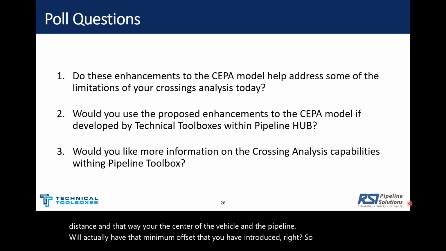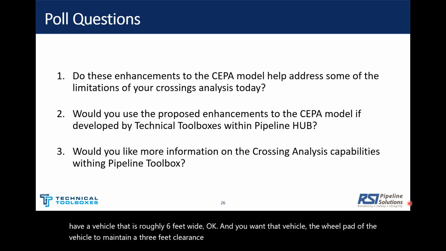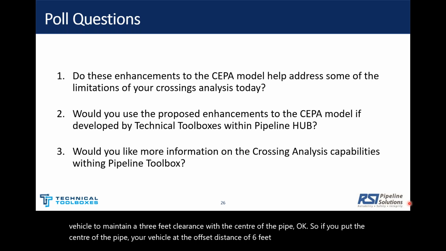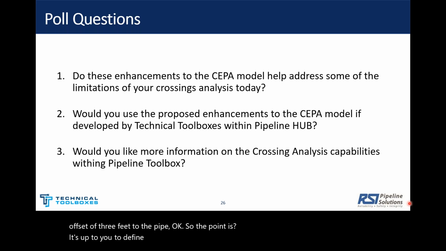So let's say you have a vehicle that is roughly 6 feet wide, and you want the wheel path of the vehicle to maintain a 3 feet clearance with the center of the pipe. So if you put the center of your vehicle at the offset distance of 6 feet, that way your wheels keep an offset of 3 feet to the pipe. So the point is it's up to you to define your geometry the way you want. But if you do it right, yes, it can do that.